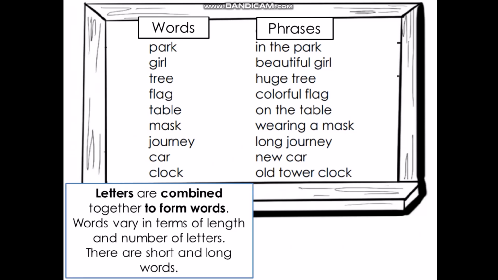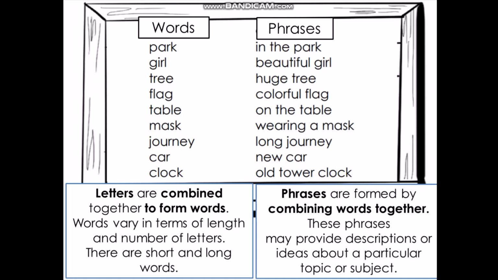What are words? Words are letters combined together to form words. Words vary or differ in terms of length and number of letters. There are short and long words. And phrases are formed by combining words together. These phrases may improve descriptions or ideas about a particular topic or a subject.